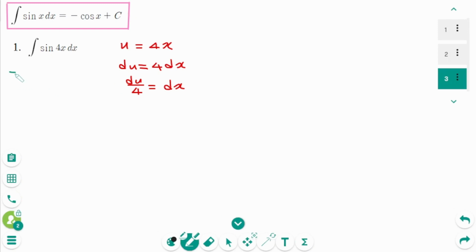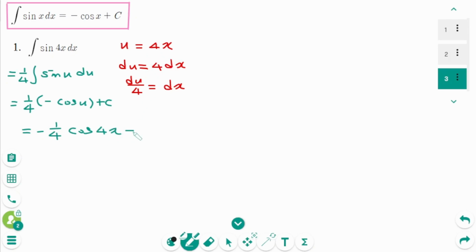Back to the original. Integral of sine 4x is u. dx is du over 4. So 1 over 4 du equals 1 over 4. This one, use the formula. Minus cosine u plus c. Then final answer is minus 1 over 4 cosine u, which was 4x, plus c.